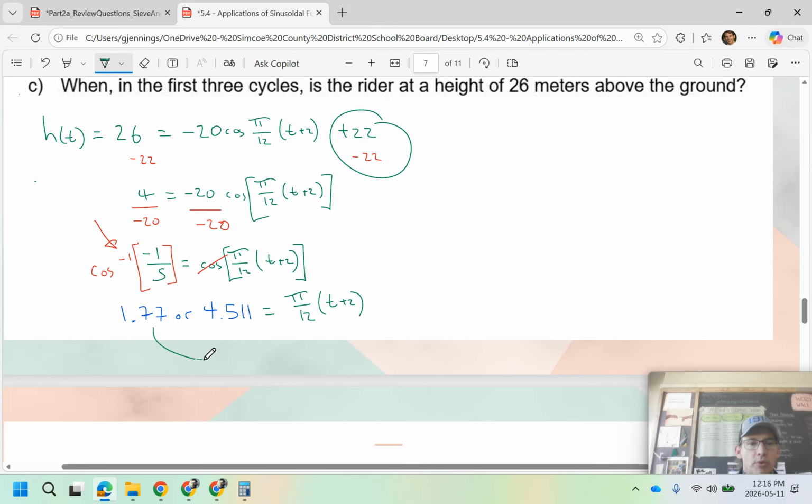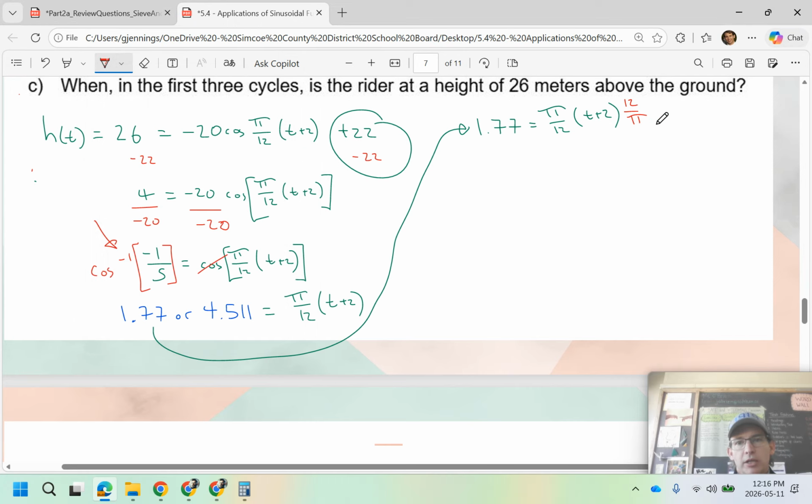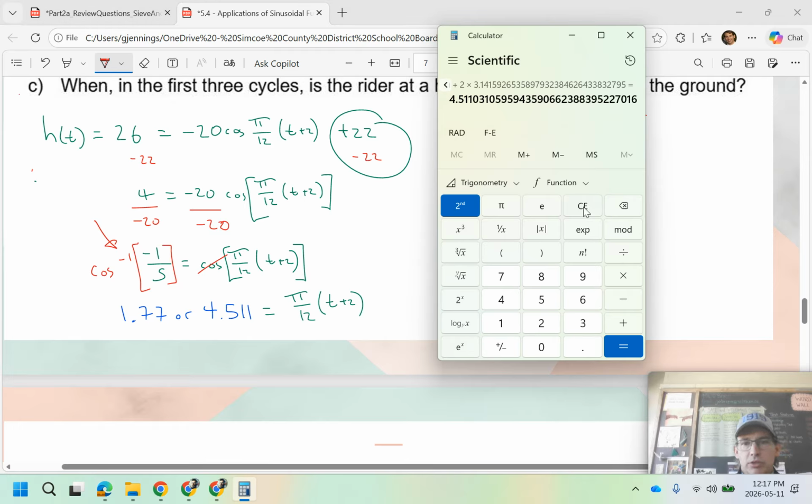So now, at that point, we're going to consider these separately. So this is 1.77 is equal to pi by 12 times t plus 2. We are going to multiply both sides by 12 on pi to peel away that layer of BEDMAS. Oops, that's not a pi, that's a 12. Multiply both sides by 12 on pi. Okay. So there's that. Oh, wait. We'll just go back to that number.